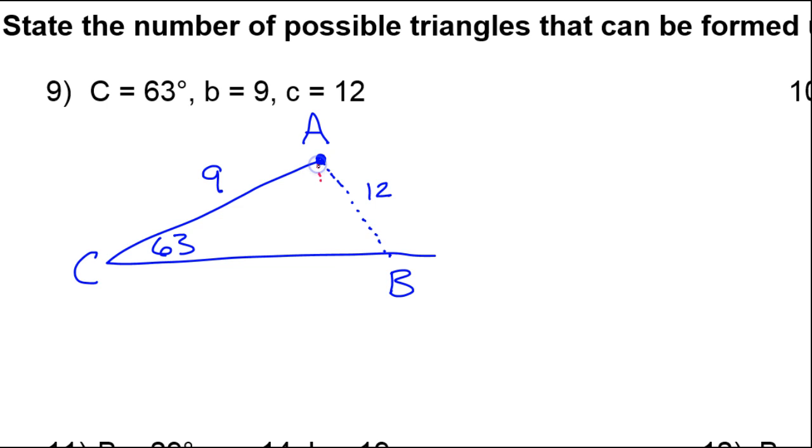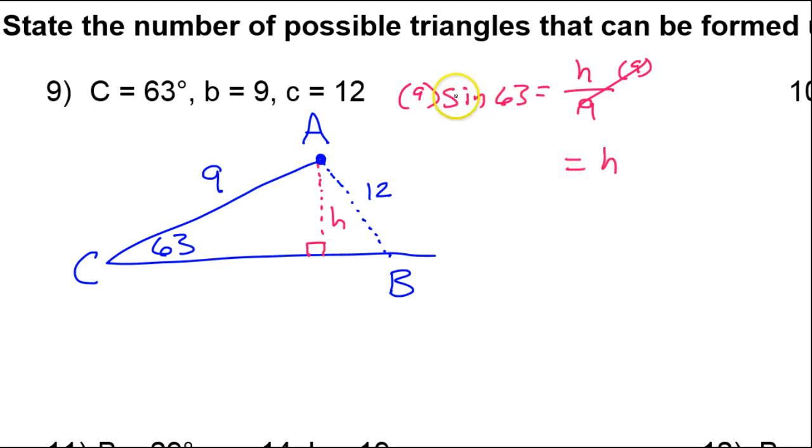Okay, so consider a vertical line that we could drop. This would be the height. We can calculate this using sine. Okay, the sine of 63 would be opposite over hypotenuse, so that would be h over 9. Multiplying both sides by 9, okay, that gets h by itself. So 9 sine 63. I'm just going to put that in my calculator real quick. 9 sine 63, I'm getting 8.02. Okay, so this 8.02 is the height.